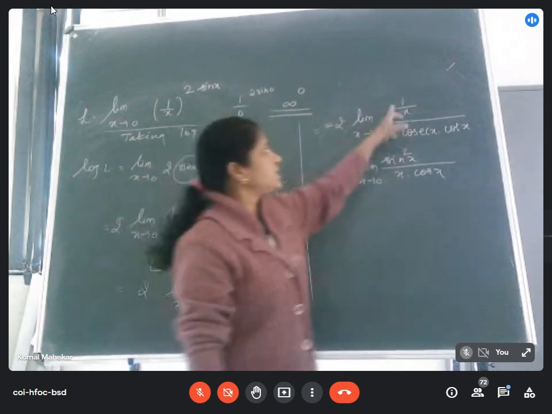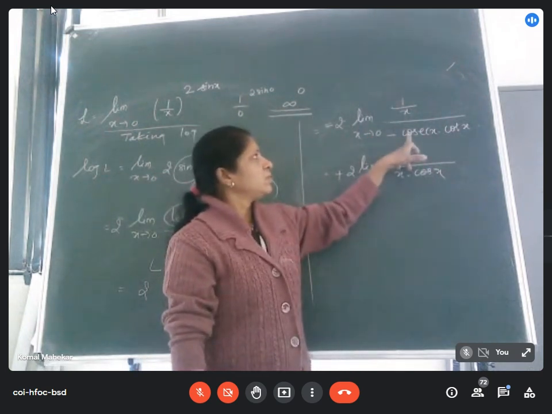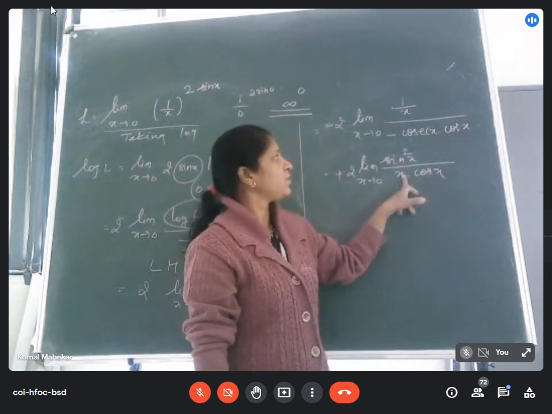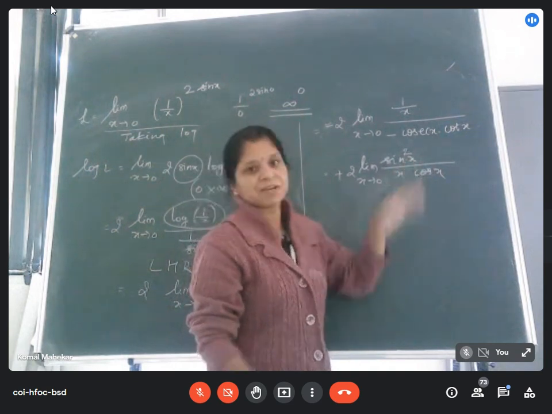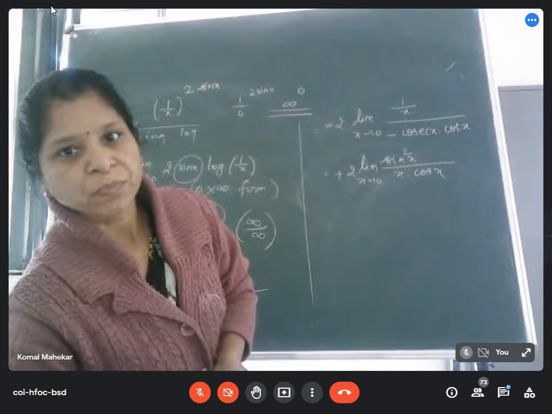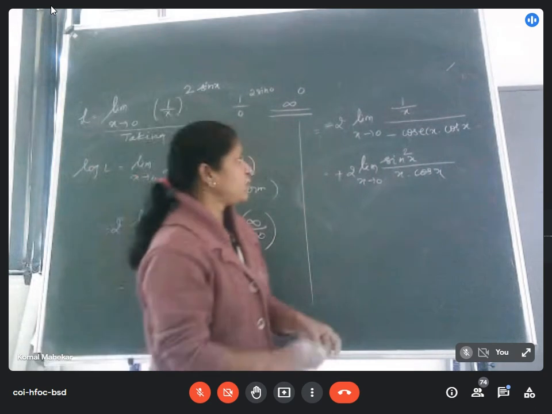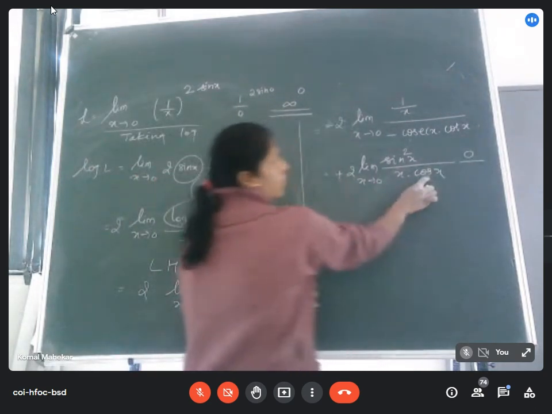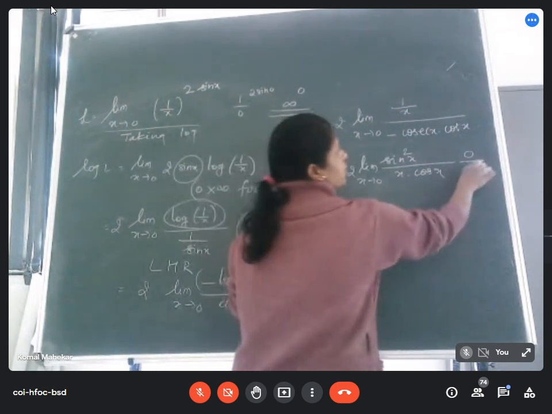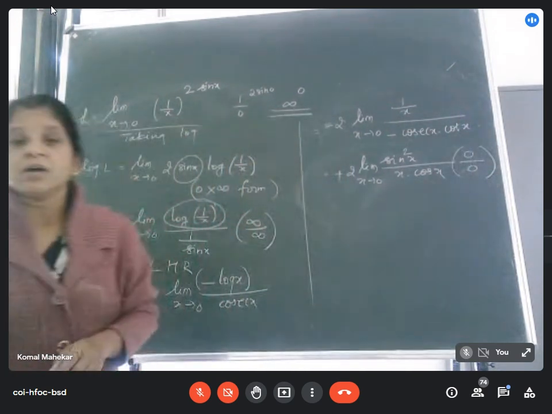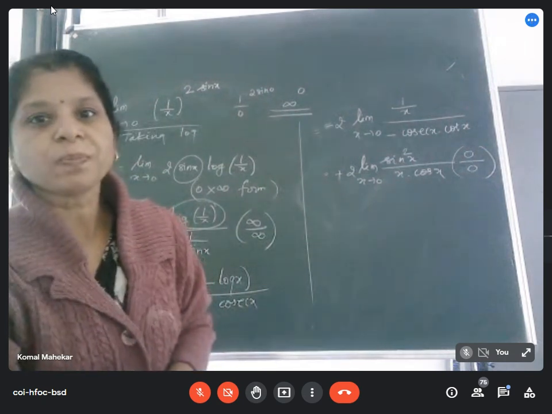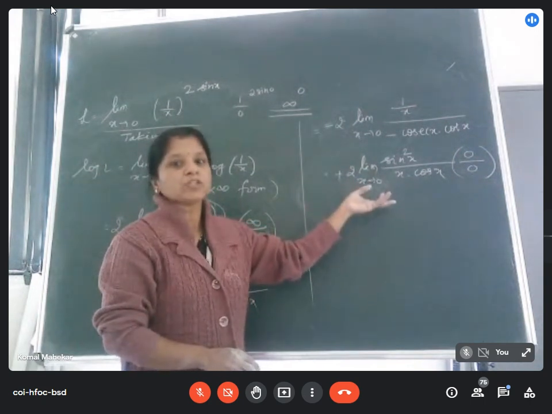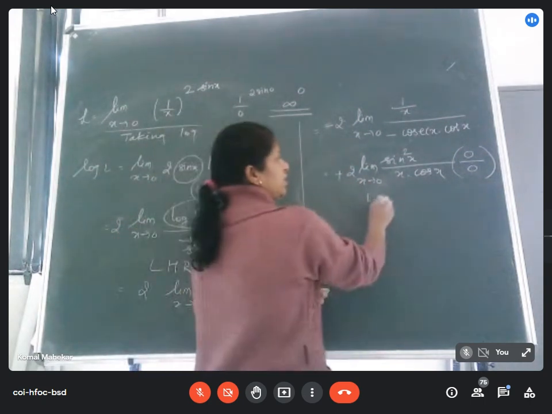This is divided by 1 upon x into cot, cot is cos upon sin, so cos into x, and multiply by sin into sin, that is sin square x. So you can find out the limit by putting x is equal to 0. Sin 0 is 0 and here cos 0 is 1 but x is 0, so 0 into 1 is 0. So again it occurs in 0 by 0 form. Again we are getting 0 by 0 form, so we will apply L'Hospital rule to get a finite limit here on the right hand side.